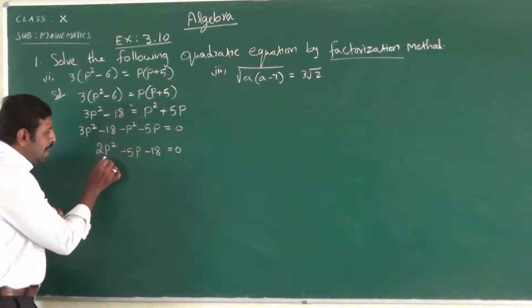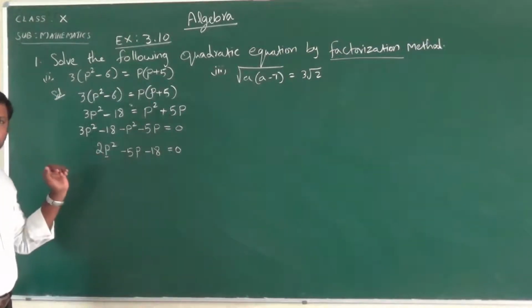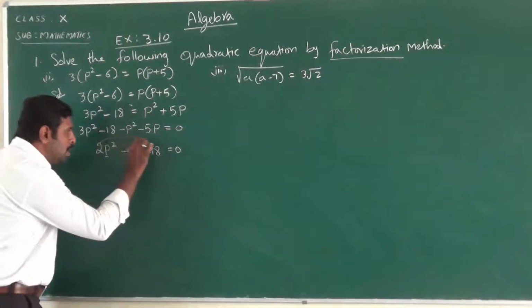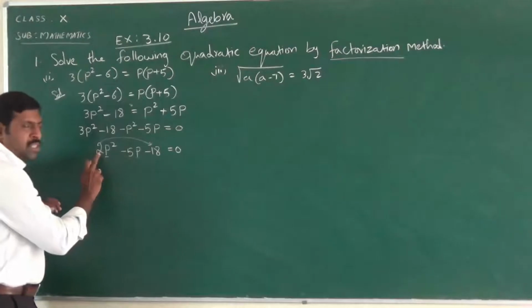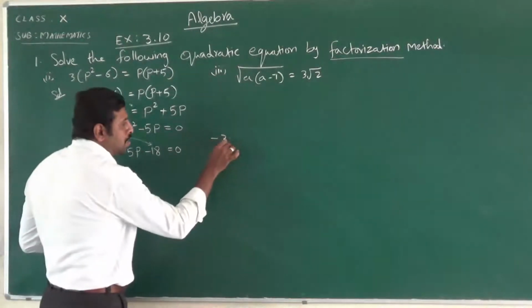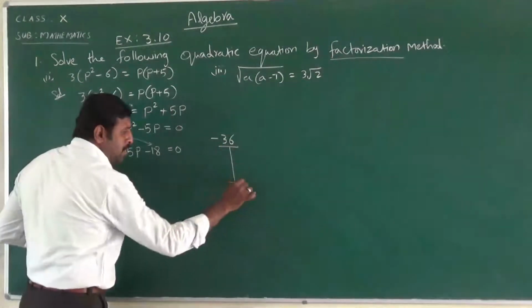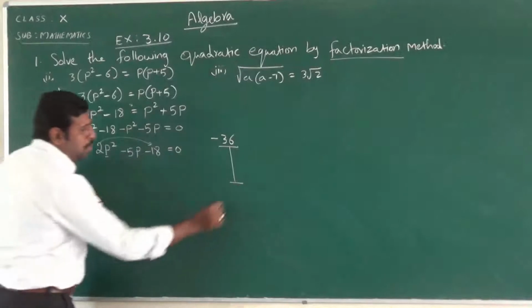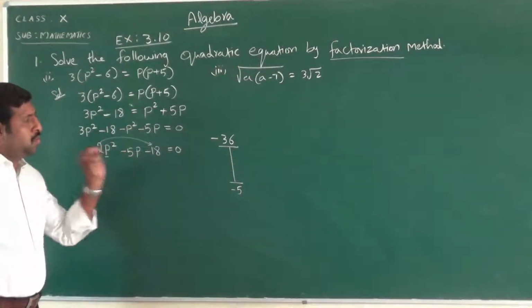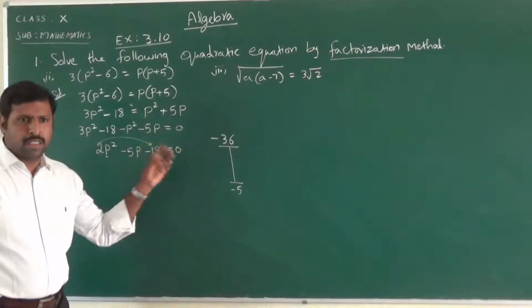See, here we have the coefficient of p² as 2. So you have to multiply the coefficient of p² with the constant term. 2 into 18 is minus 36. And then if you factorize, we need the value of minus 5. Then what are the factors of 36? 2 18s are, 4 9s are, 36. These are the factors of 36, right?